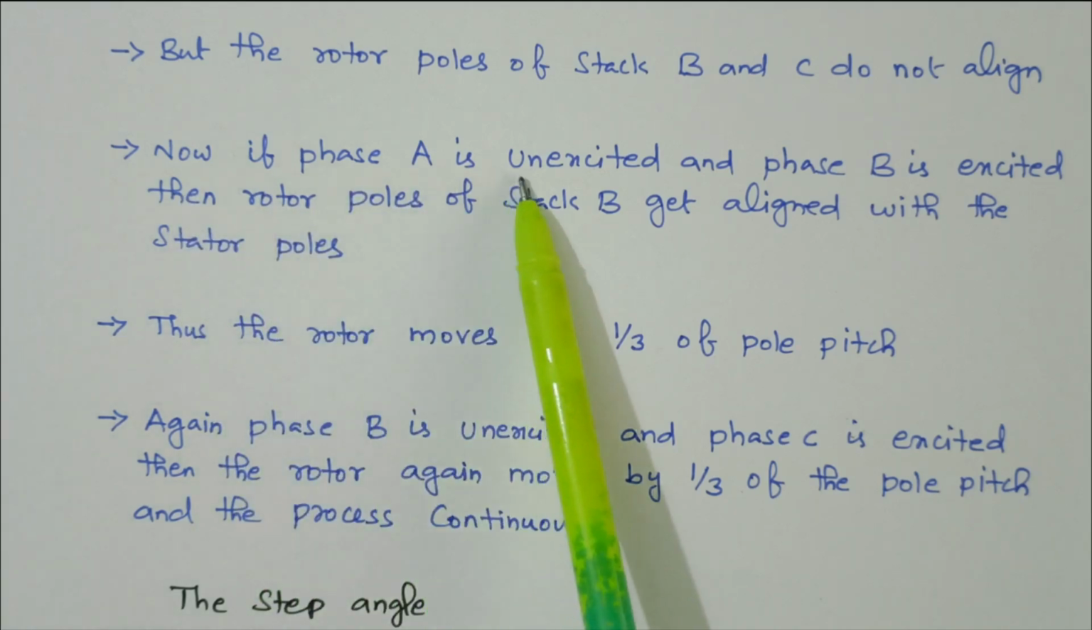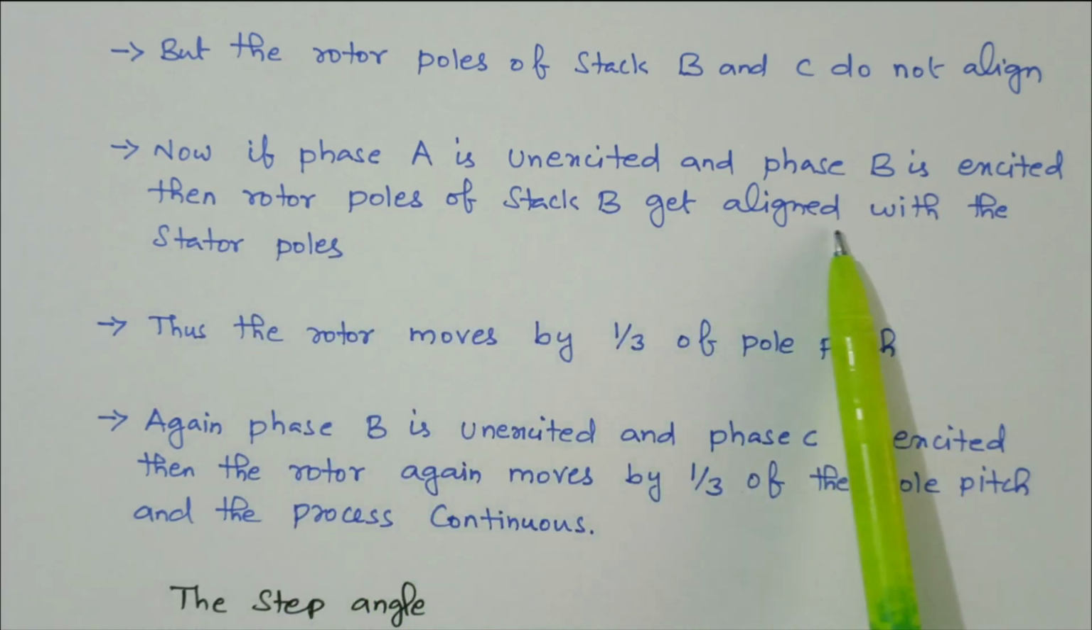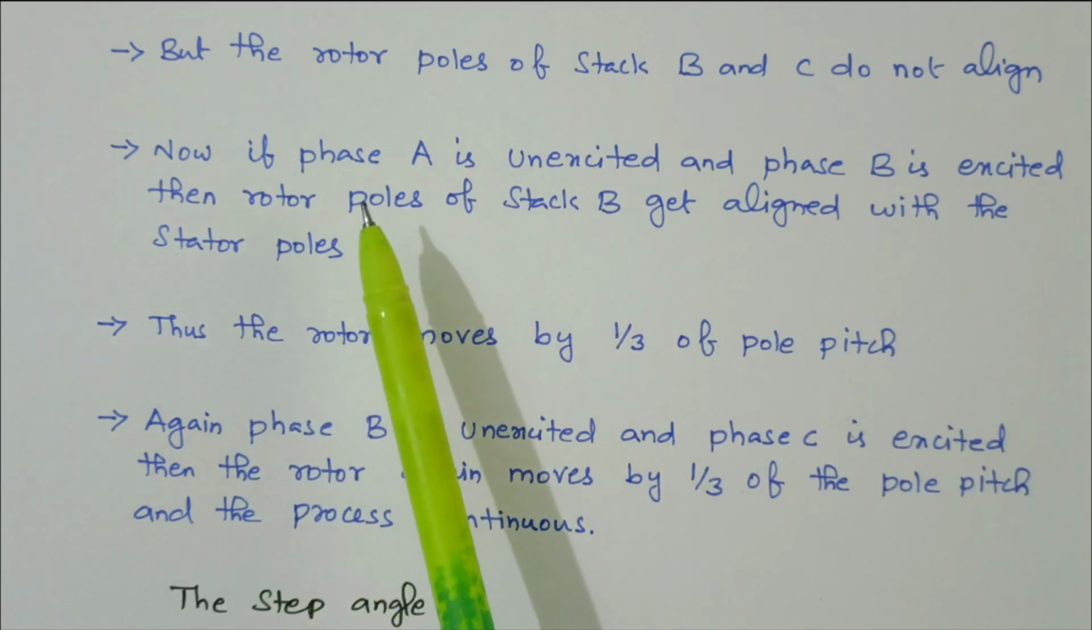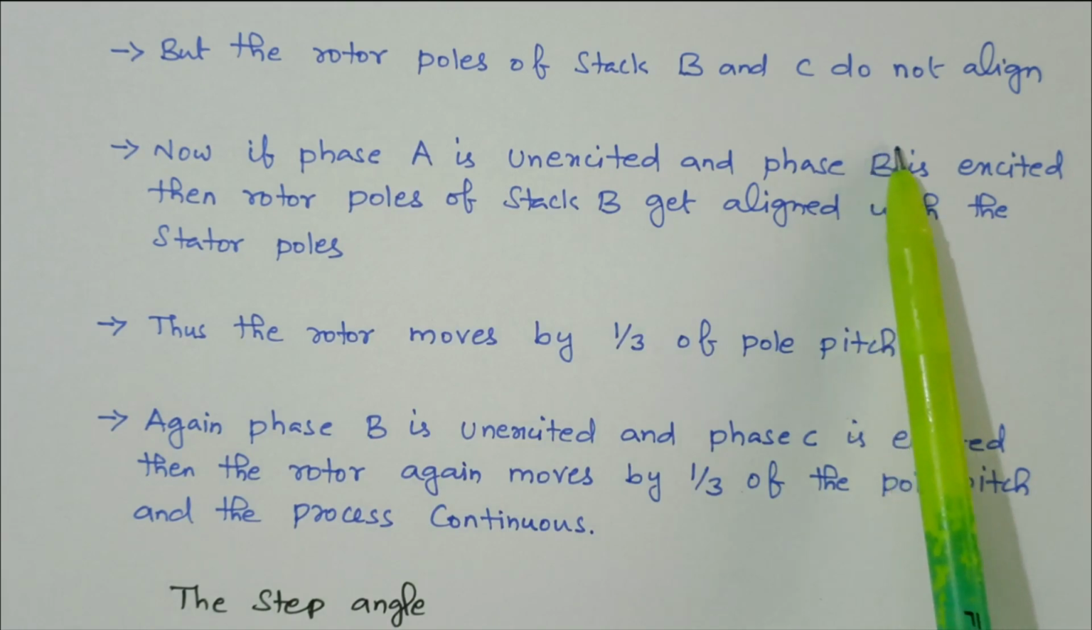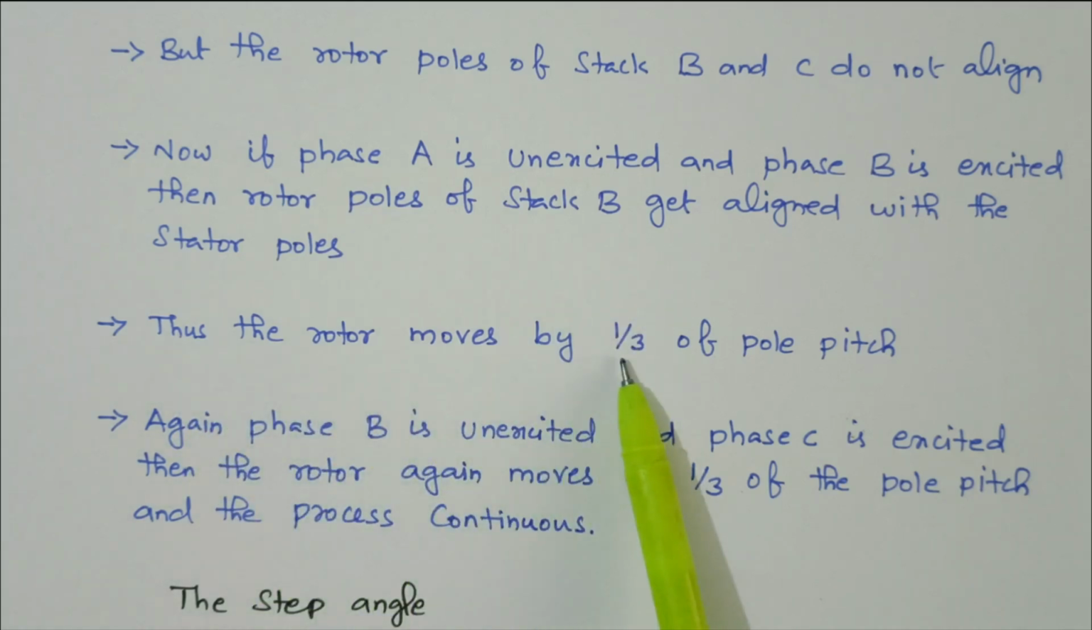Now, if phase A is unexcited and phase B is excited, then the rotor poles of stack B get aligned with the stator poles. Thus, the rotor moves by 1/3 of the pole pitch. So, we are getting a small step angle, that is 1/3. Again phase B is unexcited and phase C is excited. Then the rotor again moves by 1/3 of the pole pitch and this process continues. So phase A, then phase B and phase C are excited one by one, so that we are getting 1/3 of the pole pitch.